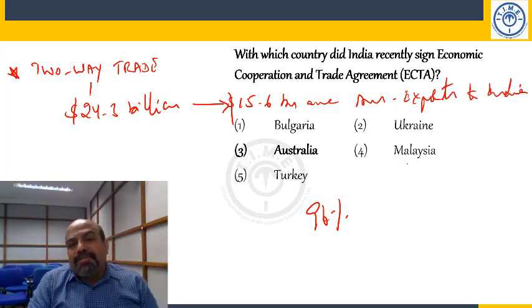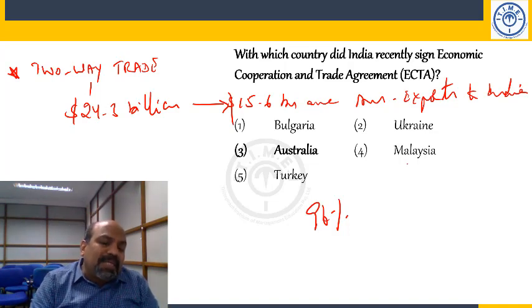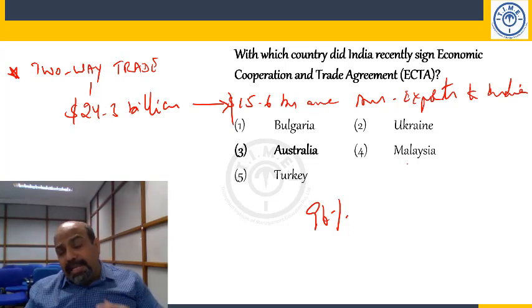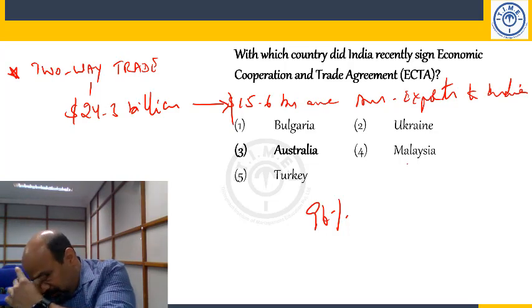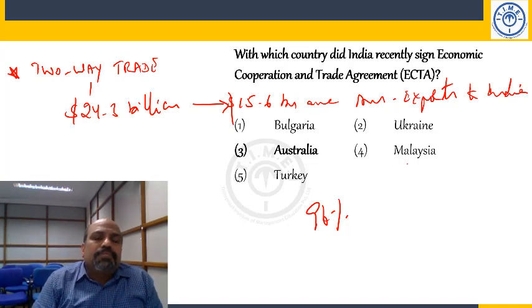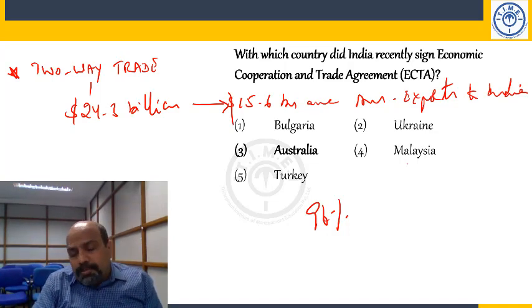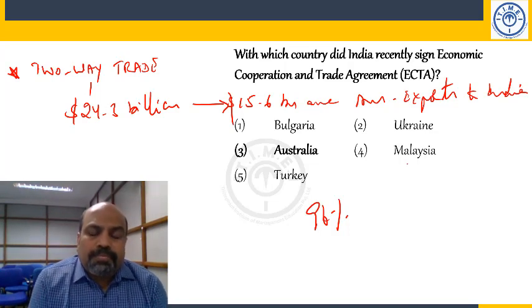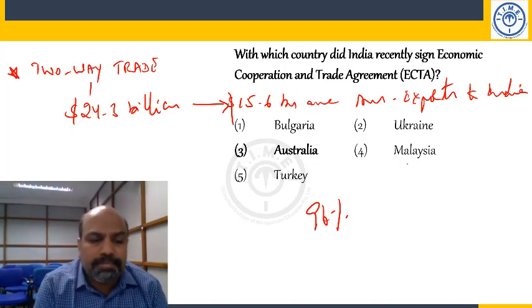Got it? So what is Australia getting in this? 96% of Indian exports worth about $9 billion would be tax free. And coming to Australia, you could write this: 85% of Australian exports to India will see no taxes. Will see no taxes. Okay?